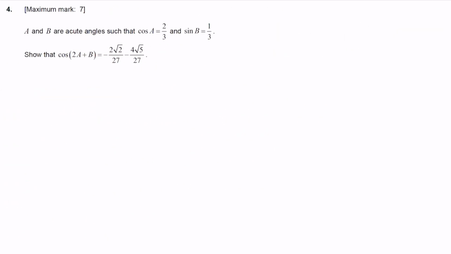Question 4. A and B are acute angles such that cosine A is 2/3, sine B is 1/3. Show that cosine of 2A plus B equals something. So cosine A equals 2/3. That tells you straight away that you can draw a triangle like this. This is A. Cosine A is 2/3. This means that this side must be root of 9 minus 4, which is root 5.